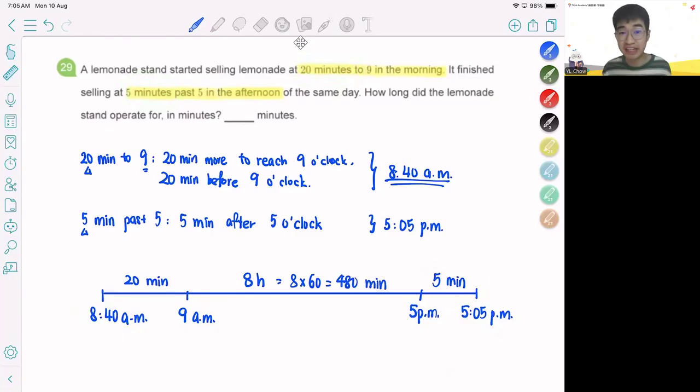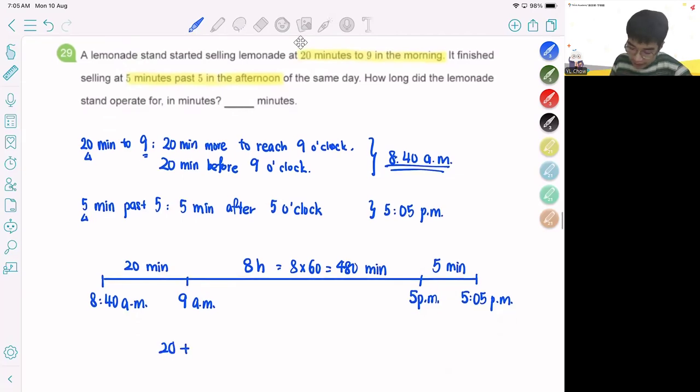Finally, we will total up the number of minutes to get the total duration. That will be 20 plus 480 plus 5, which is 505 minutes. And that is how you get your answer. Okay, so here the main part is to really understand what this naming convention of your time means, and also how it helps you to find the duration. Move to the nearest o'clock, just count in the hours and the two parts at the side. Okay, that is the time word problem explained.